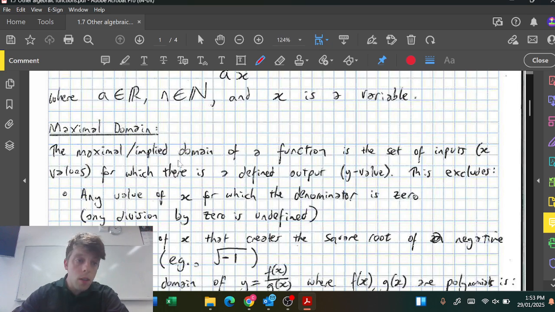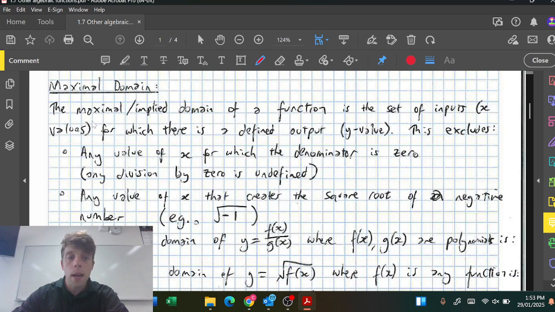An important concept that you need to be aware of is the concept of maximal domain, also known as implied domain. These terms are going to be used interchangeably. This is the set of inputs, so remember the inputs, the x values, for which there is a defined output, which is the y value.